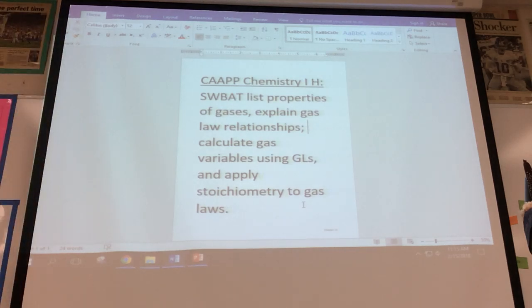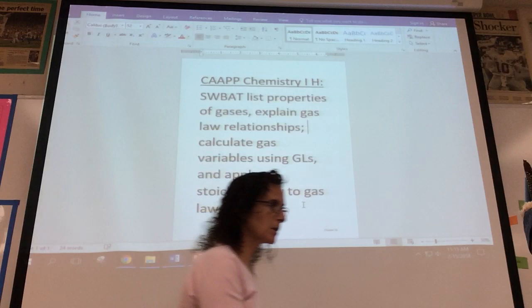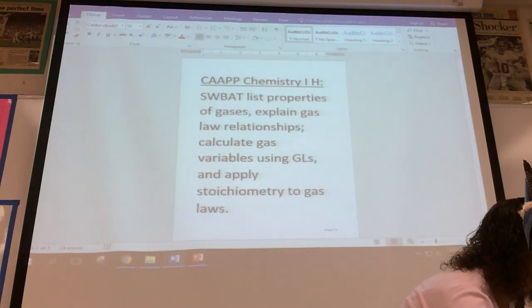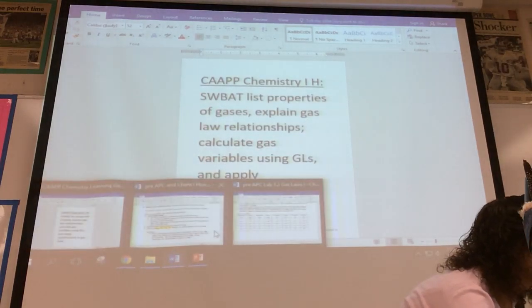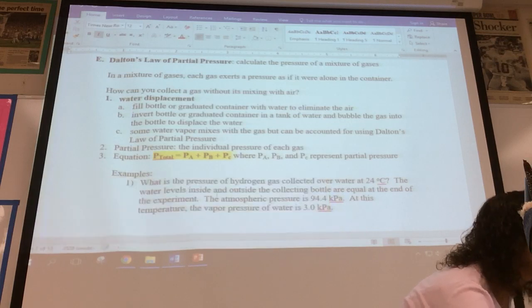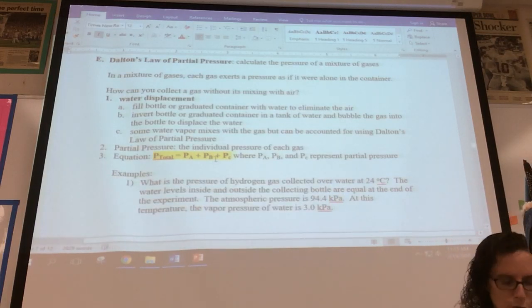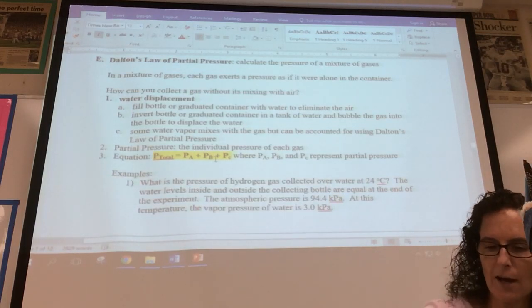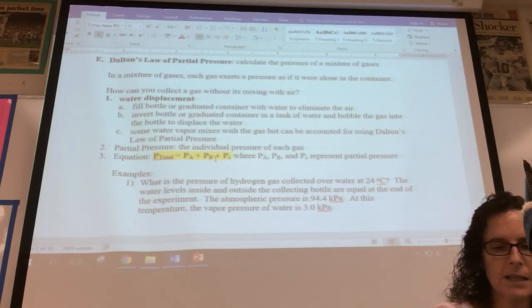Continuing on with gases today, we'll be introducing some additional gas laws. Today's lesson is a little bit tricky, but I'm sure that you will do a great job with it as we focus.